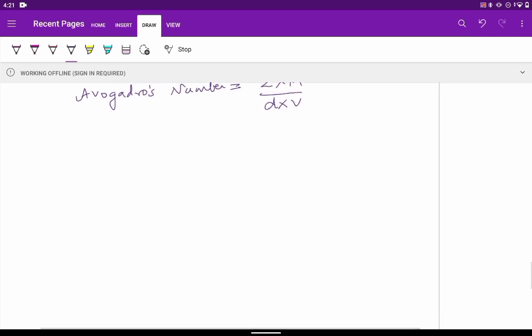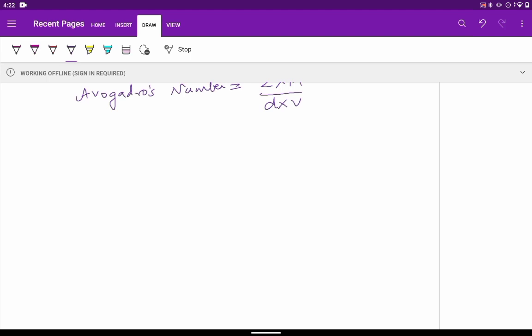Now putting the values given in the question. D is given, 1.9893. It is given. KCl, so its mass is 74.5. Volume is already given in angstrom. We have to convert it into centimeter cube. So angstrom we have to multiply by 10 to the power minus 8. Then we have to cube that.